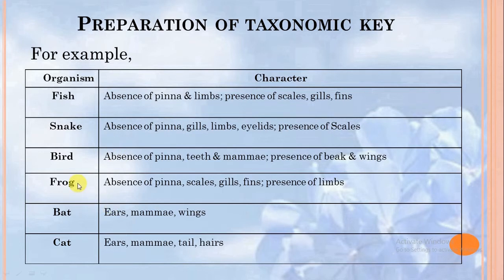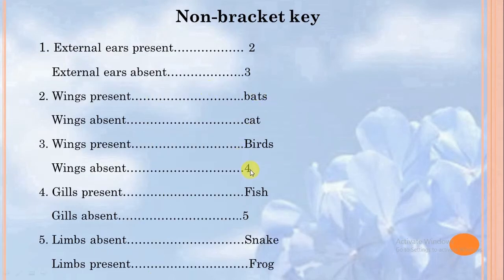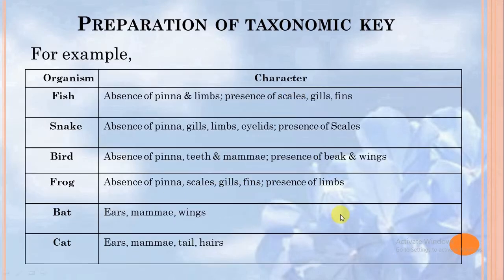Now the second step is to identify a character which has two contrasting forms among these organisms. In this case, ears are present in bat and cat but are absent from frog, bird, snake and fish. So we will take this character, that is presence of ears and absence of ears, as the first contrasting character for key preparation. It's a simple non-bracket key and we will prepare this key from this given example.